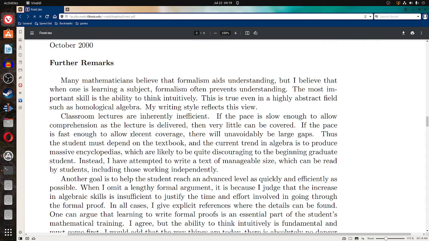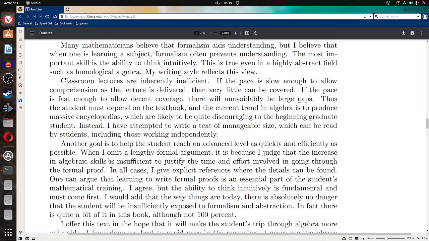Further remarks. Many mathematicians believe that formalism aids understanding. But I believe that when one is learning a subject, formalism often prevents understanding. The most important skill is the ability to think intuitively. This is true even in a highly abstract field such as homological algebra. My writing style reflects this view.